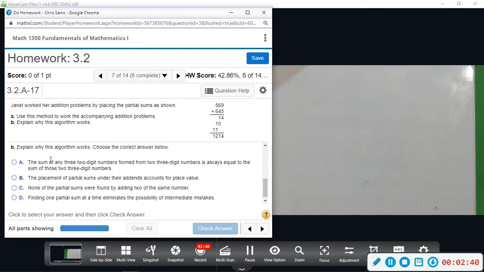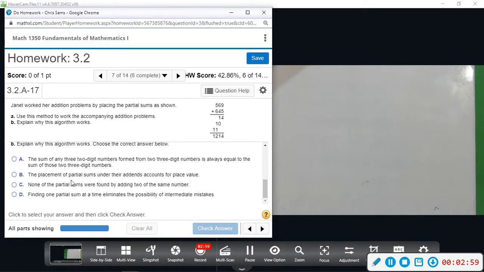Okay, so now it says explain why this algorithm works. The sum of any 3 two-digit numbers formed from 2 three-digit numbers is always equal to the sum of those 2 three-digit numbers. It's a mouthful. The placement of the partial sums under their add-ins accounts for the place value. That looks to be pretty much what we did.